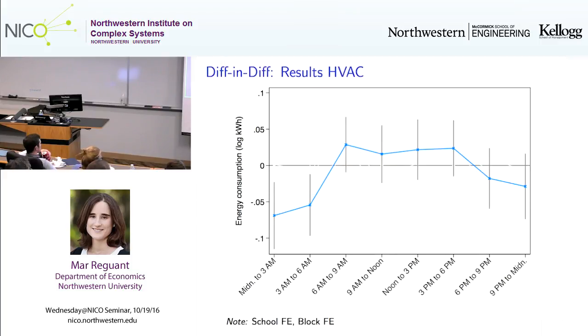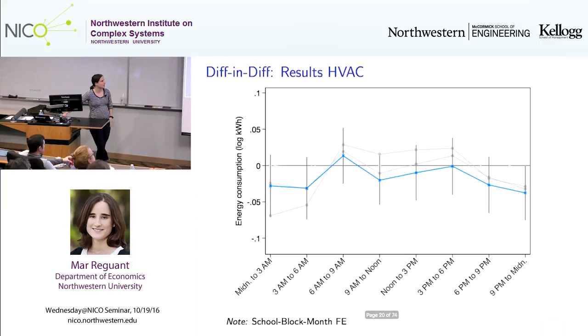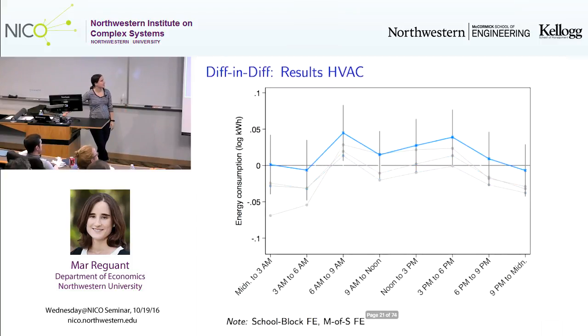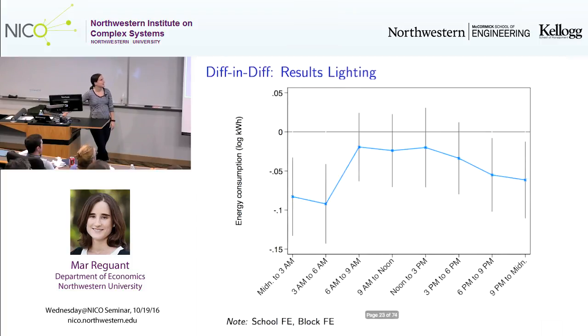So this is telling you that the HVAC system saved at night and didn't do much during the day, which again, it's not the most intuitive. We also found that it was quite sensitive to the specification, going back to the challenges of running the regressions. As we control for more things, we can see that these effects are really very, very noisy. So the bottom line is that we cannot say much for the HVAC systems, and the profiles seem to be somewhat funny.